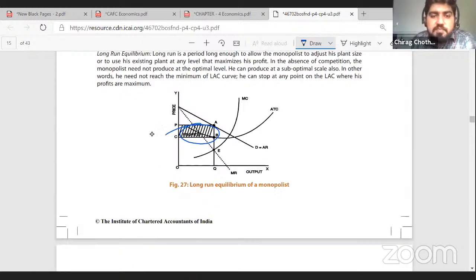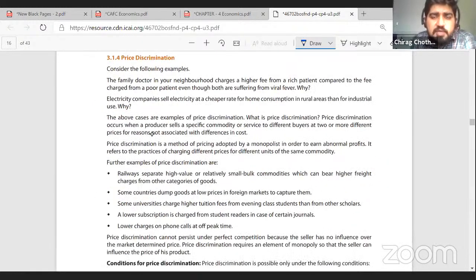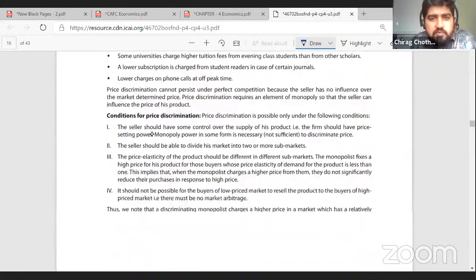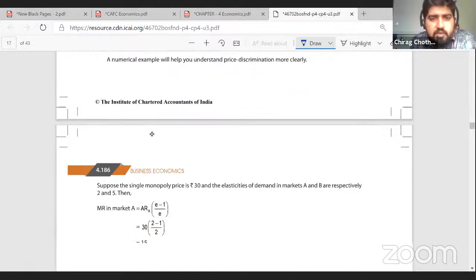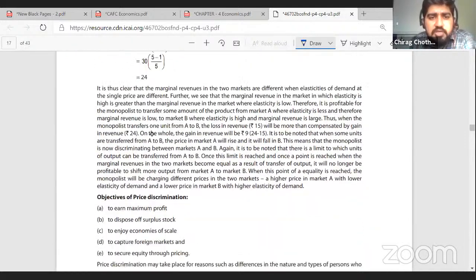Next part is monopolistic competition. Is price discrimination possible in monopoly? Yes, it is possible. What do you mean by price discrimination? When in different markets you are charging different prices, it is called price discrimination. You have to remember this. This is the same formula of MR. MR is equal to AR into (E minus 1) upon E.